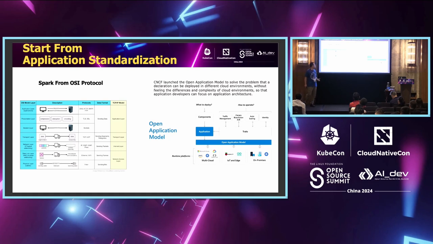The Open Application Model has the same common idea about the separation of concerns. It wants to solve the problem so that a declared cloud application can be deployed in different cloud environments without feeling the difference and complexity of the cloud environment, so that the application developer can focus on application architecture. At first, it declares what the architecture of the cloud application is and how to operate it.